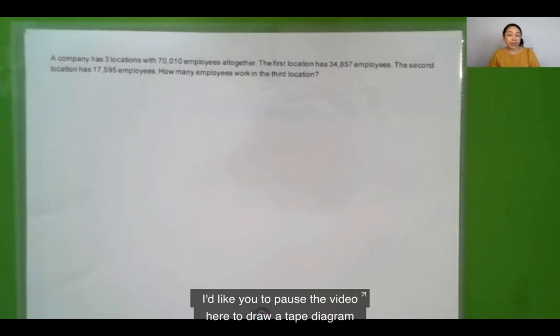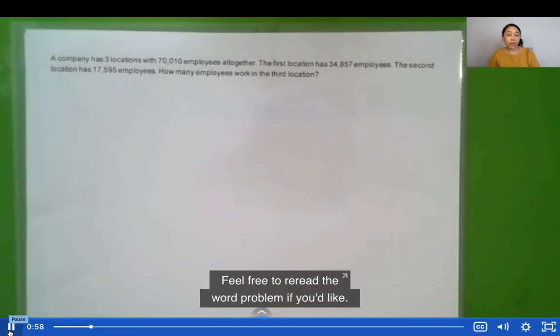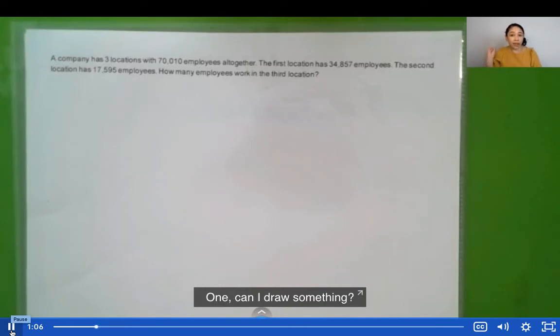I'd like you to pause the video here to draw a tape diagram that represents this word problem. Feel free to reread the word problem if you'd like, and as you do so, you can ask yourself 2 questions. 1, can I draw something? 2, what can I draw?